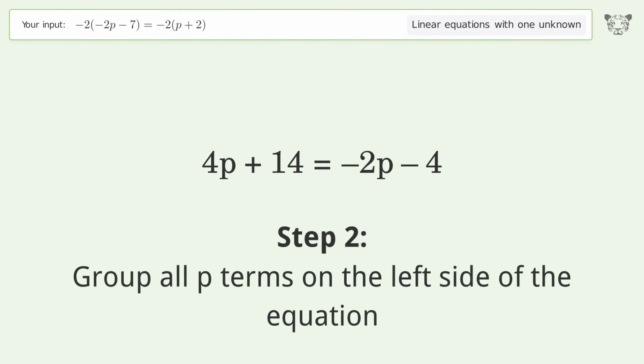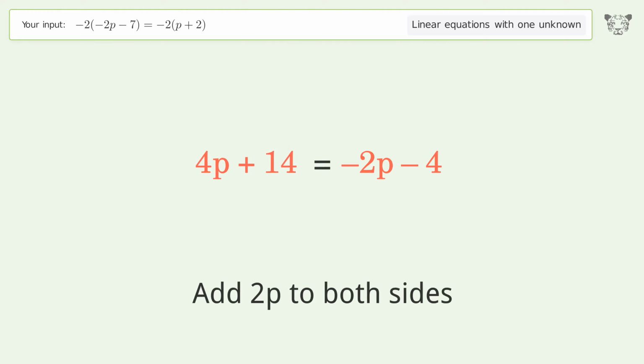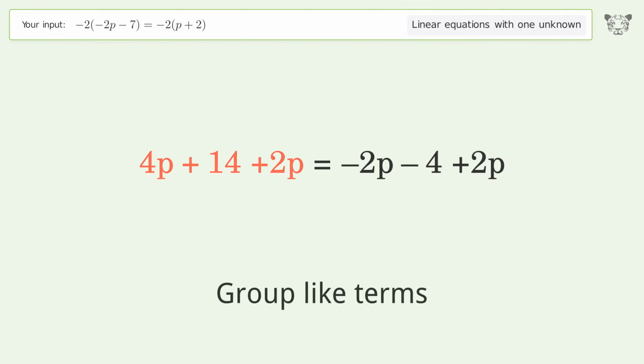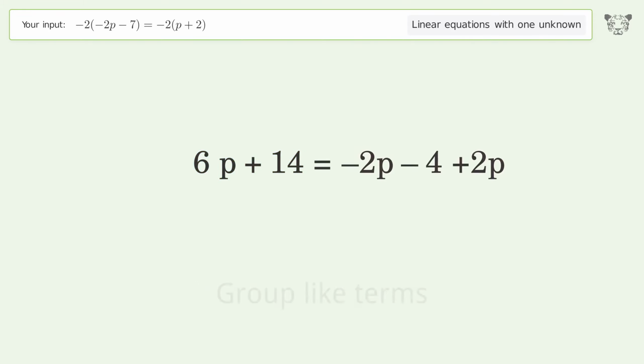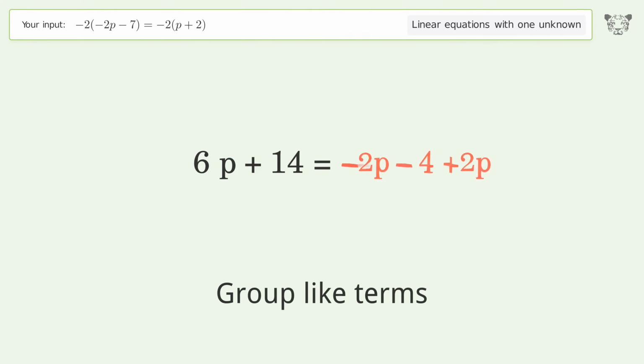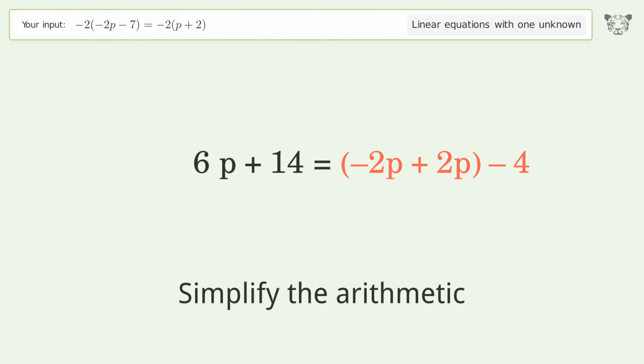Group all p terms on the left side of the equation. Add 2p to both sides. Group like terms. Simplify the arithmetic. Group like terms. Simplify the arithmetic.